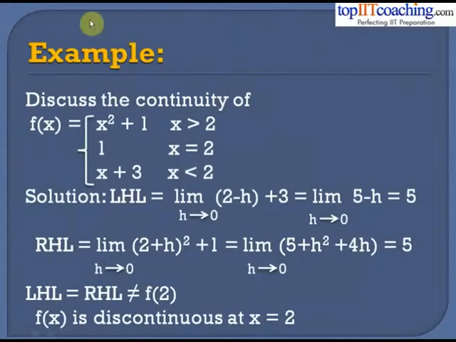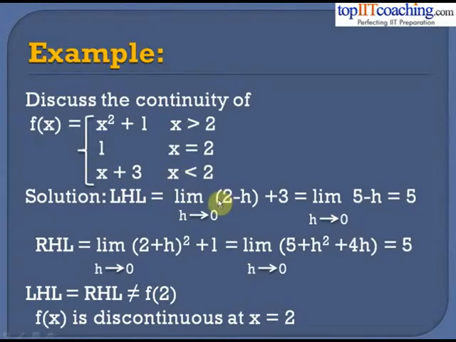Now let's try to again see an example to understand this. Discuss the continuity of f(x) equal to x square plus 1 when x is greater than 2, 1 when x is equal to 2, and x plus 3 when x is less than 2. Now let's first try to calculate the left hand limit. So the function is x plus 3 when x is less than 2.